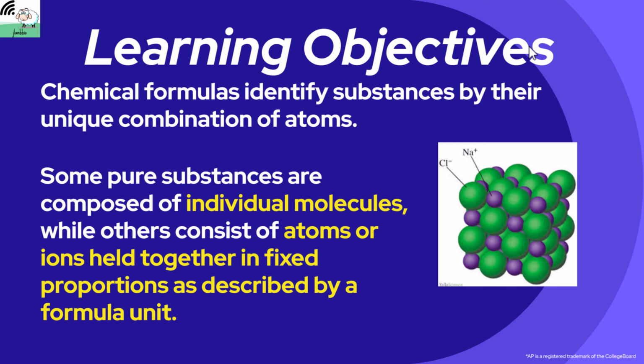So our big learning objectives for today are understanding that chemical formulas have the ability to identify substances based on their unique combination of atoms. Different combinations of atoms result in different chemical compounds with varying chemical properties. Some pure substances are composed of individual molecules. These are known as molecular compounds, while others consist of atoms or ions that are held together in a fixed proportion, as described by what is known as a formula unit.